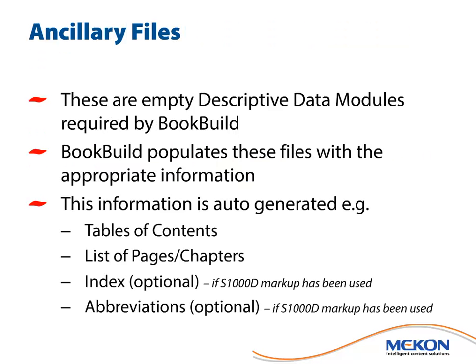This is really just to remind you of what we call the ancillary files and why they're required. They're empty data, descriptive data modules, and BookBuild itself populates them as part of the build process. The information is automatically generated. So things like tables of contents, list of pages and chapters, the index, that's optional. If you've used the S1000D markup, that'll work. Abbreviations is the same. If you've used the mechanism, that's fine. If you haven't used them, then don't include these into the document.